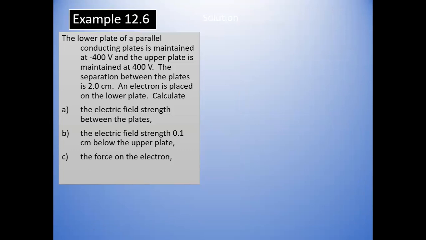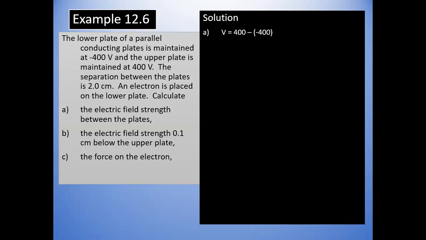So I essentially have to find the potential difference first, then use the formula. Okay. Then what is the electric field strength 0.1 cm below the upper plate?